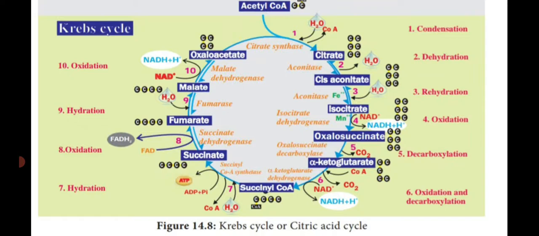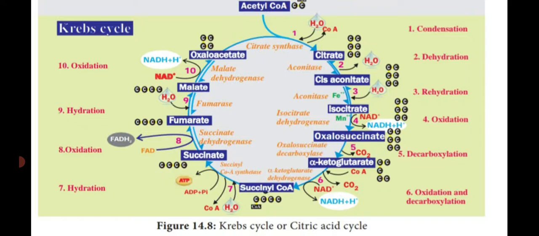Next, alpha ketoglutarate is converted into succinyl coenzyme A by combining with coenzyme A, releasing one molecule of carbon dioxide, so it is a decarboxylation process. The coenzyme NAD gets reduced into NADH2; that is the oxidation process. So in the sixth step, two processes take place, oxidation and decarboxylation, in the presence of the enzyme alpha ketoglutarate dehydrogenase.